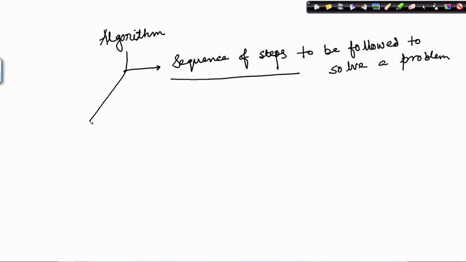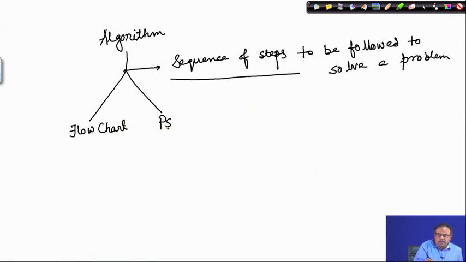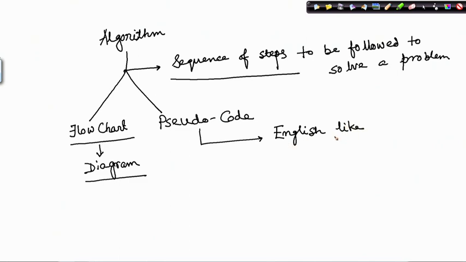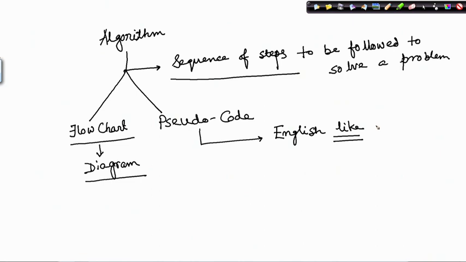There are two distinct ways by which an algorithm can be expressed. One is flowchart, another is pseudocode. Now, a flowchart, as the name implies, is a diagrammatic representation of the sequence of steps. It is a diagram, all right. And pseudocode, on the other hand, is English-like language, not exactly English. We can take a lot of liberty, as you will see, to express the sequence of steps.